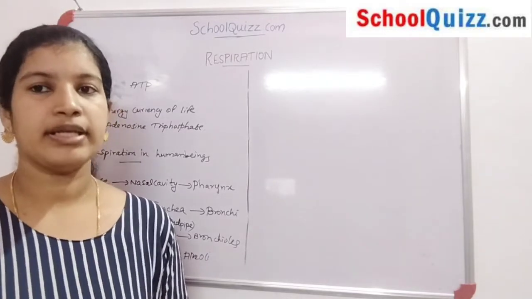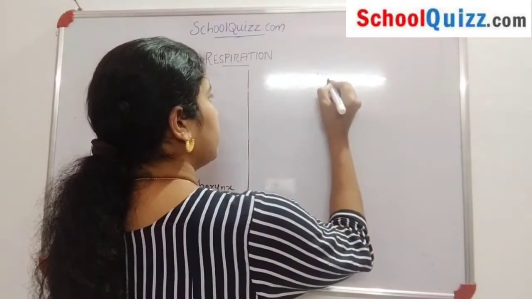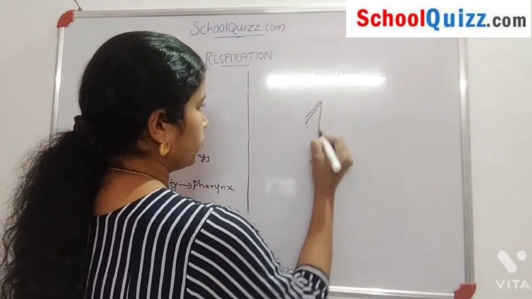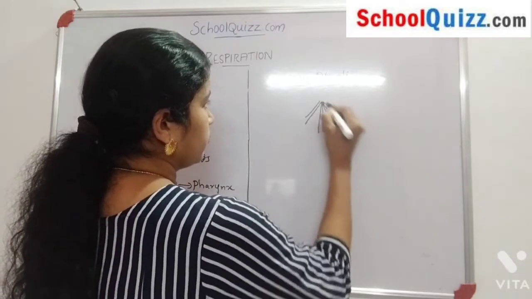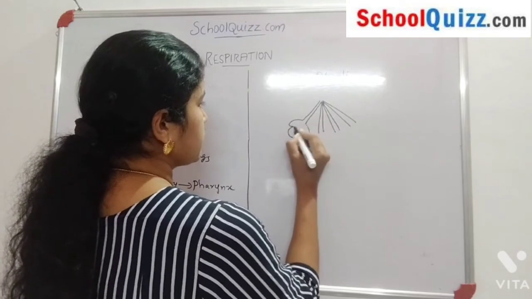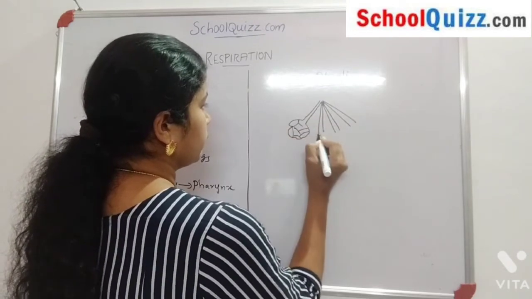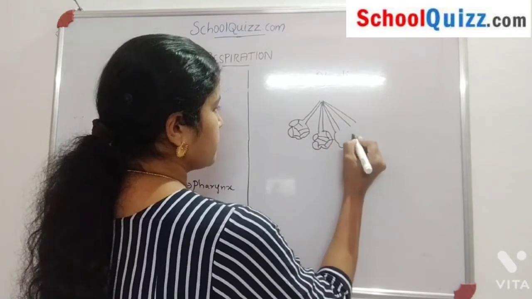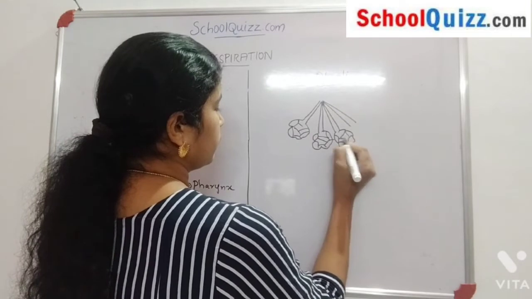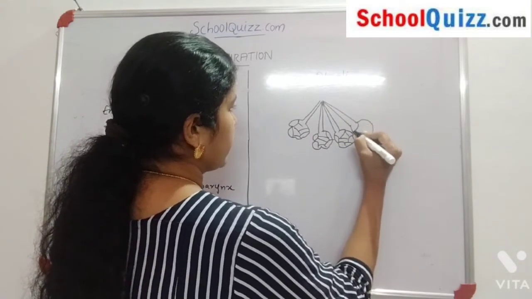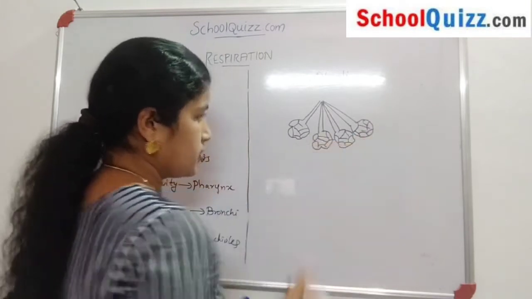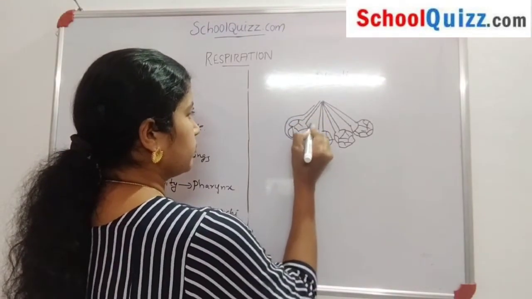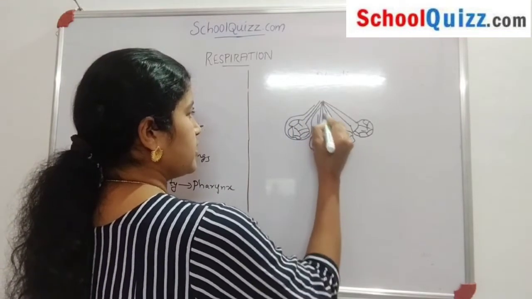So let's see what happens inside our alveoli. This is our alveoli. It is a balloon-like structure which is present inside our lungs. Gaseous exchange takes place inside this alveoli. The alveoli is surrounded by so many capillaries. So the gaseous exchange occurs here.